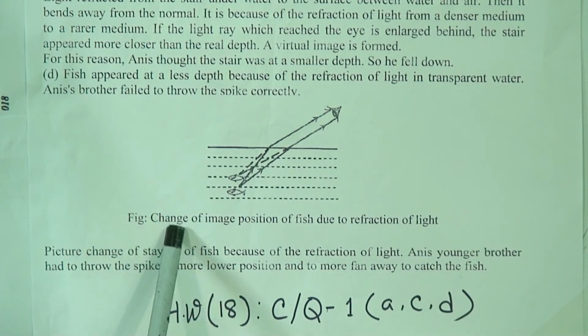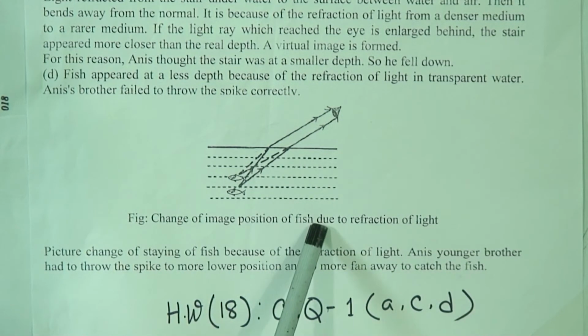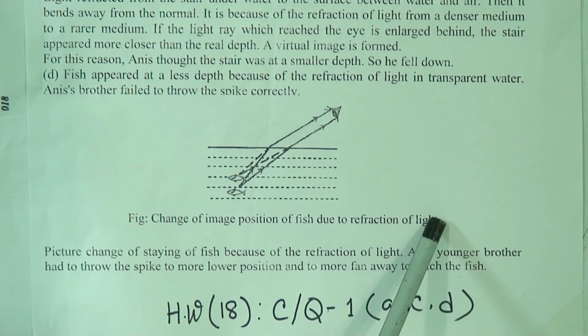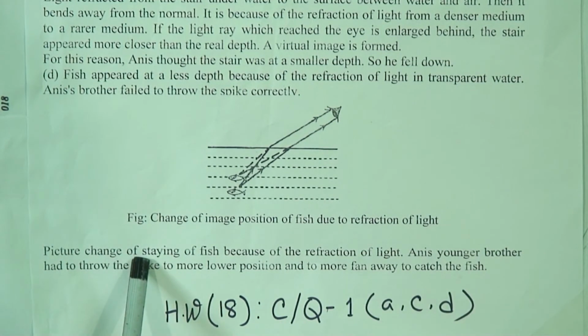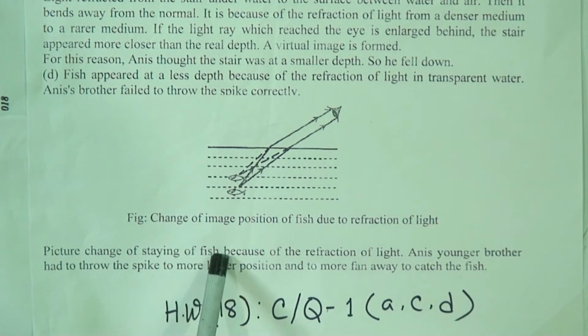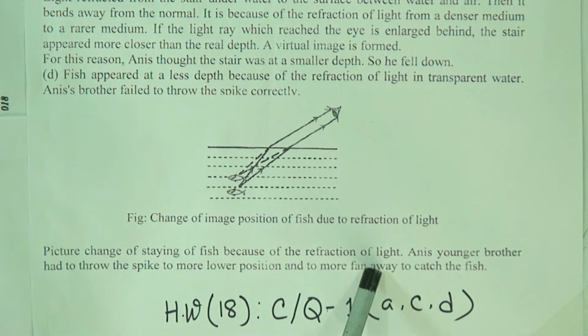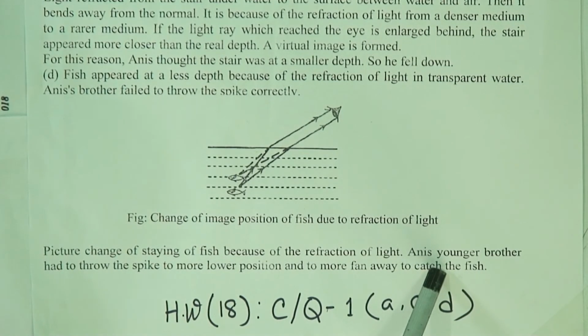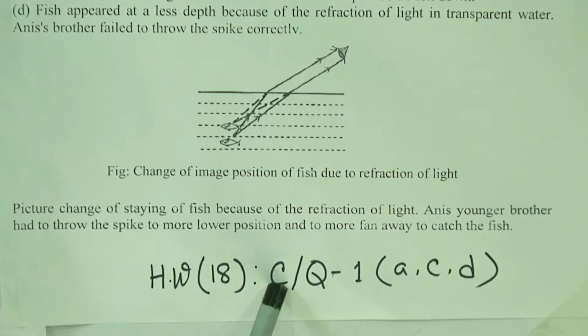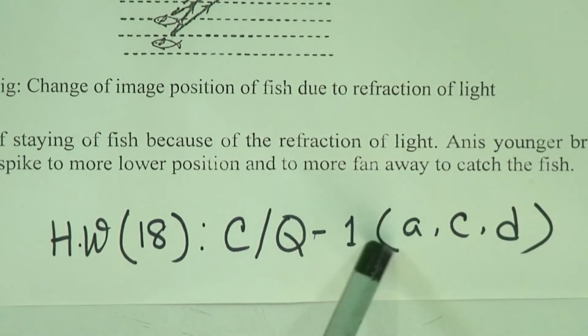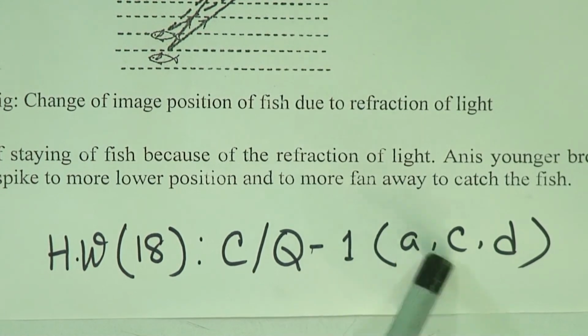This is the figure showing change of image position of the fish due to the refraction of light. Anis' younger brother had to throw the spike to a lower position and farther away to catch the fish. Dear students, here is your homework number 18. You have to do as your homework from CQ 1, A, C and D.